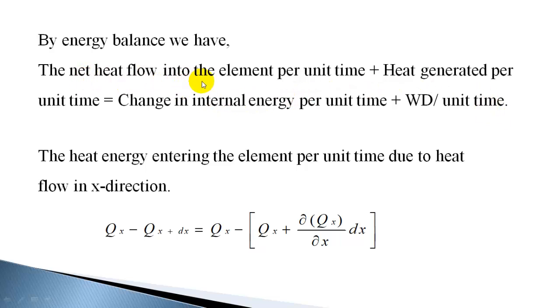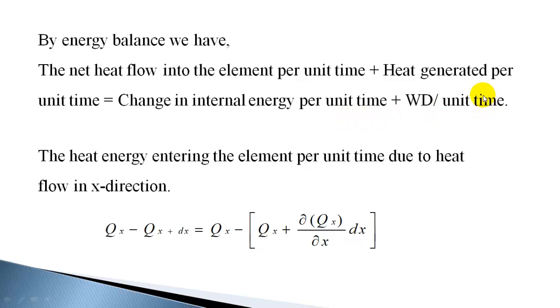Now, the net heat flow into the element per unit time you can find out by considering the heat flow in the three directions, x direction, y direction, z direction. Now if heat is generated within the element, that also you can find out. If you know the rate of heat generation, multiply by the volume, you will get the heat generated per unit time. As a result of heat flow in the three directions, the heat flow into the element plus heat generated will cause a change in internal energy.